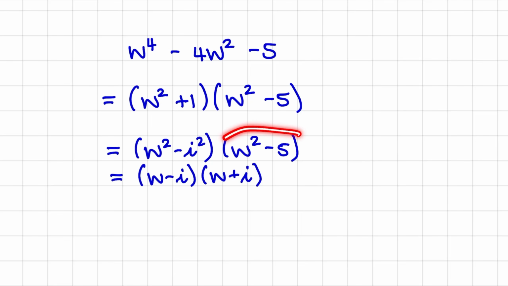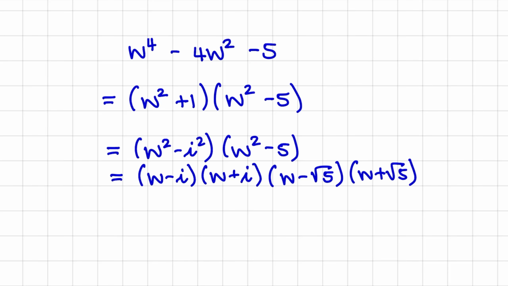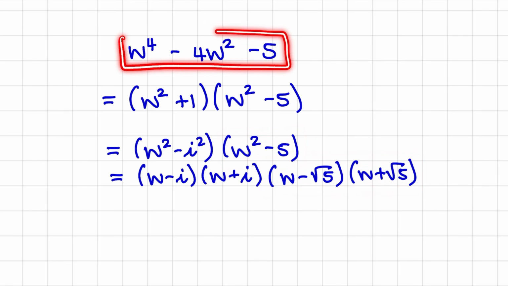And our second set of brackets would factor into w minus the square root of 5 times w plus the square root of 5. So if I expand the first two sets of brackets, that will lead to w squared minus i squared, where negative i squared is equal to plus 1. And if I expand the second set of brackets, that will lead to w squared minus 5. So now we have completely factored this expression.